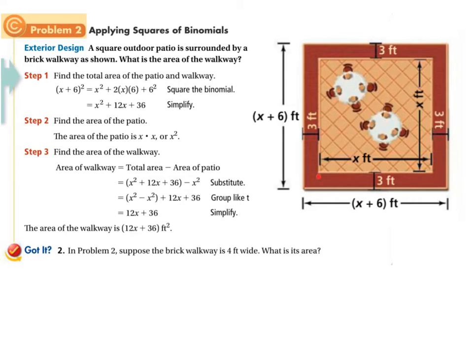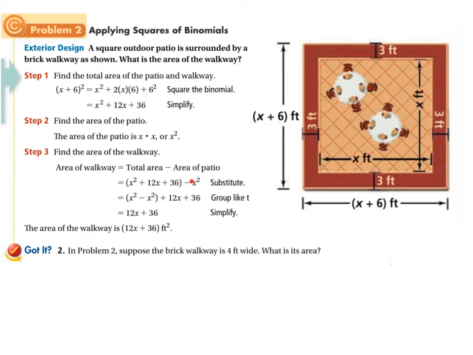Well, we know that the patio is x feet by x feet, and that's easy. X times x, x squared, okay? So what we do is we take the total area, which we found up here, which is this, and you subtract away the area of the patio, which is this. That takes away this x squared.